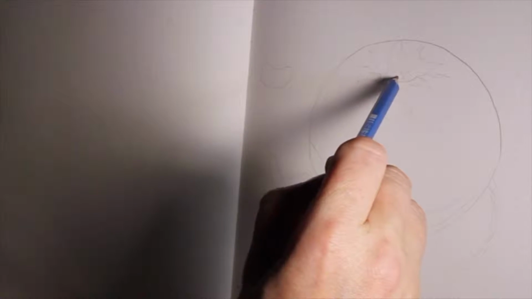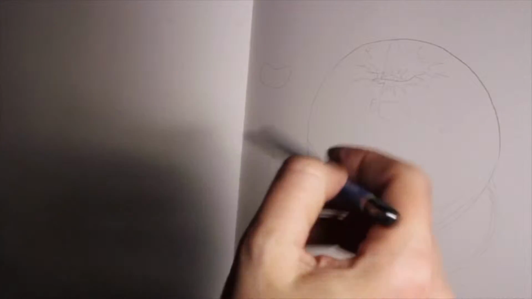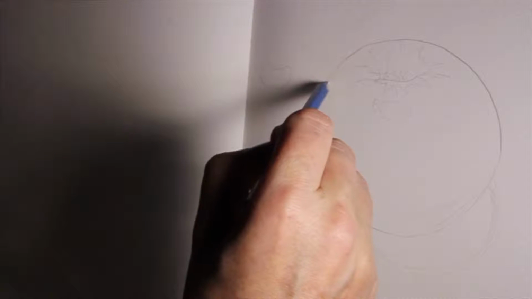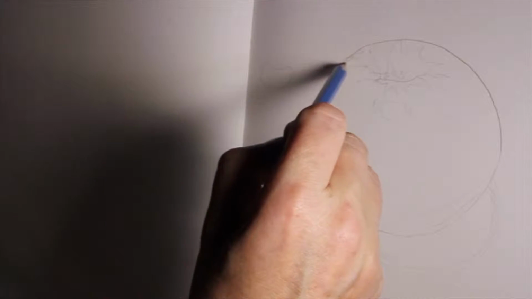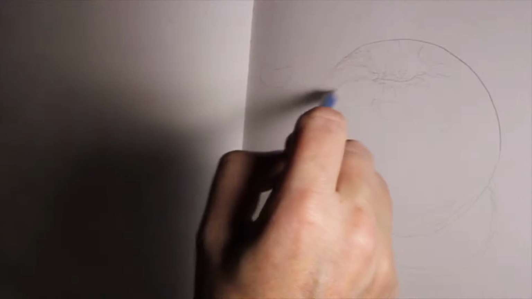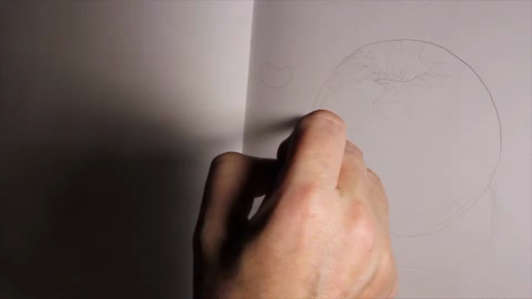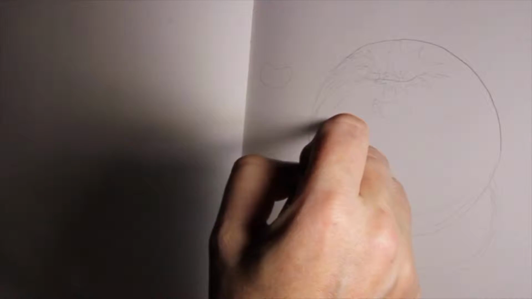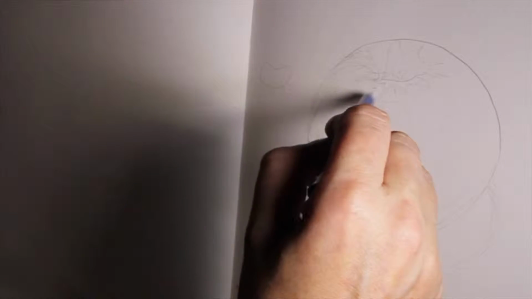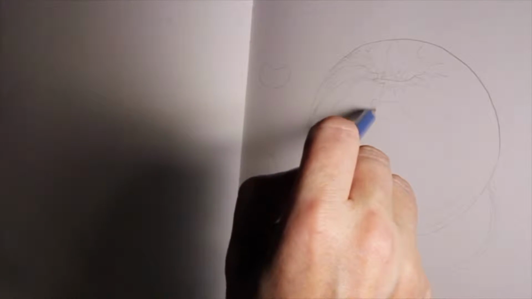So what I'm going to do is just quickly sketch out these lovely apple skin stripes that it has with my HB pencil. A little bit like what I was doing in the last video, you can see I'm following the line of the apple. And I'm following the line of the apple because the stripes are also following the line of the apple. And you can see one of the stripes goes through this highlight.